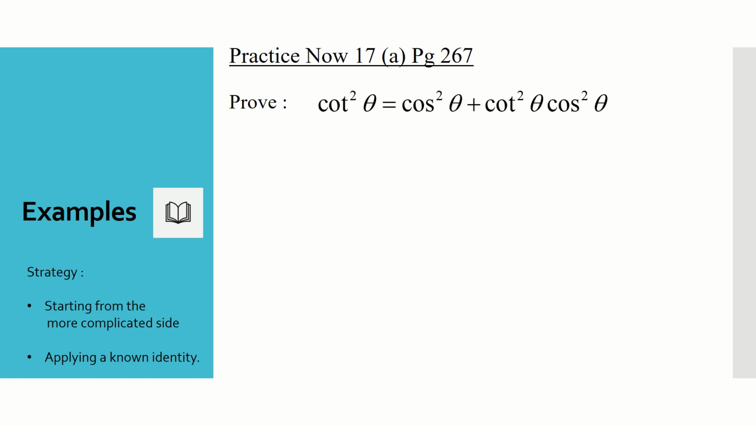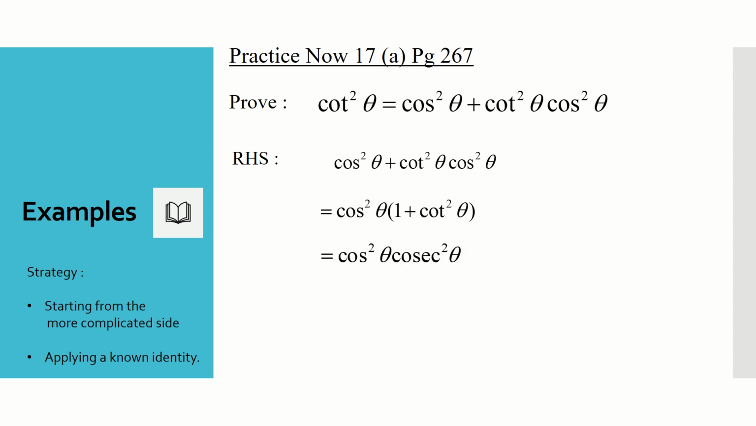In a second example, which can be found on page 267, practice now 17a, we are to prove cotangent square theta is equal to cosine square theta plus cotangent square theta cosine square theta. As we can tell, the right-hand side contains more terms, and therefore we will start with the right-hand side. Since we are working towards a single term, we will factorize the common factor cosine square theta, leaving 1 plus cotangent square theta in the bracket.